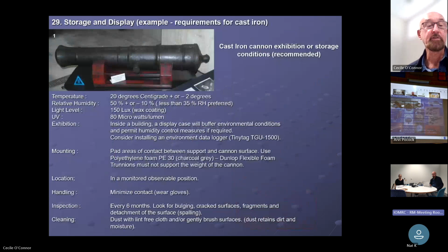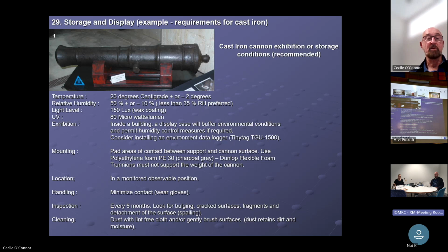And there's a final shot just to show you that once an object's finished treatment, this is one of Cook's cannon, it has to be maintained in an environment suitable for that material. Unfortunately, in museums, we have lots of different materials all in one place. We're also trying to make conditions suitable for human beings or people who visit the museum. So sometimes it's a compromise.